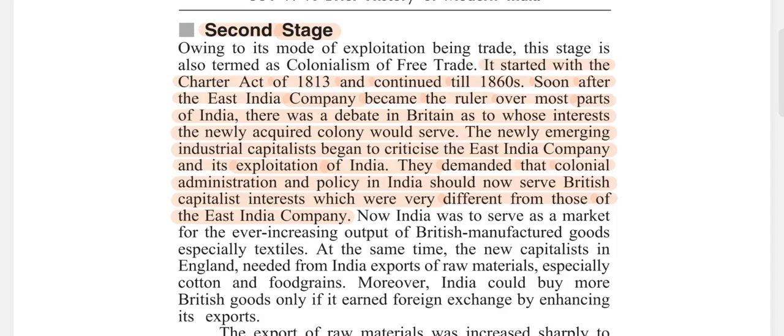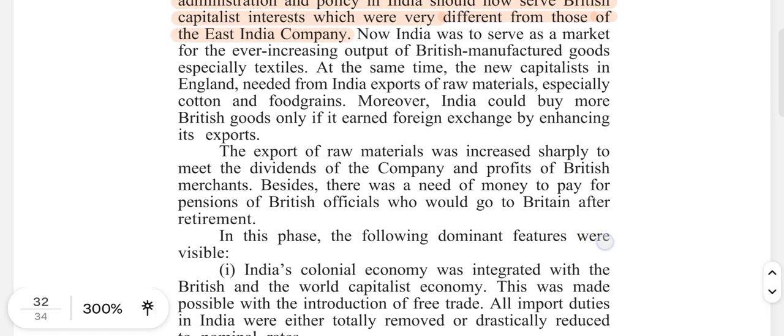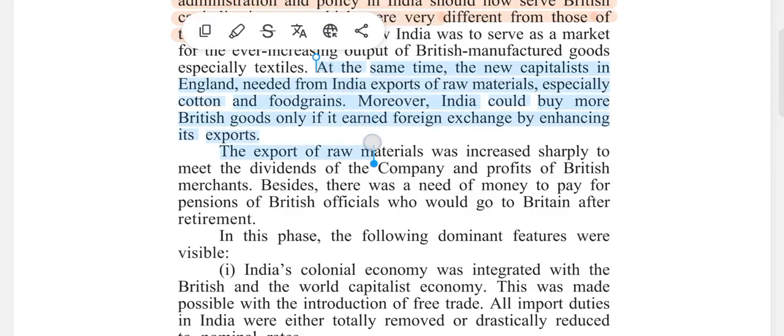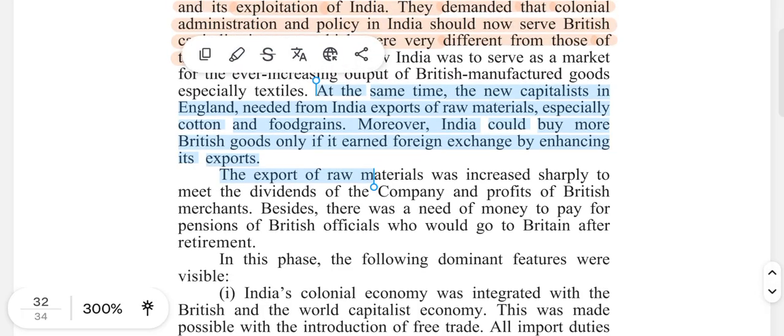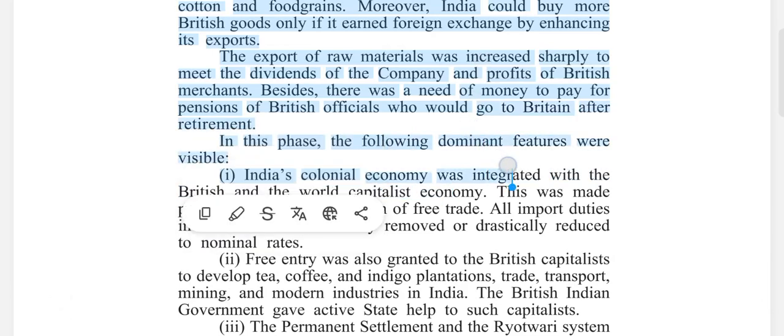The newly emerging industrial capitalists began to criticize the East India Company and its exploitation of India. They demanded that colonial administration and policy in India should now serve British capitalist interests, which were very different from those of the East India Company. Now India was to serve as a market for the ever-increasing output of British manufactured goods, especially textiles. At the same time, the new capitalists in England needed from India exports of raw materials, especially cotton and food grains. Moreover, India could buy more British goods only if it earned foreign exchange by enhancing its exports.